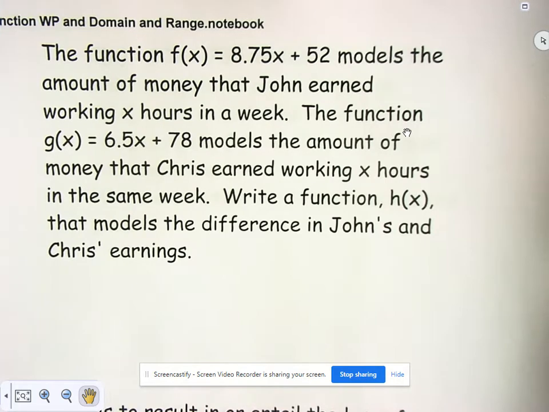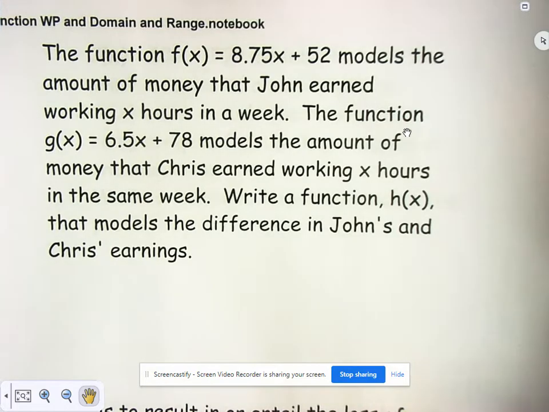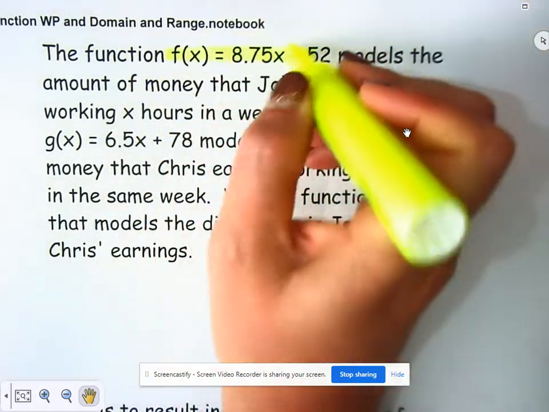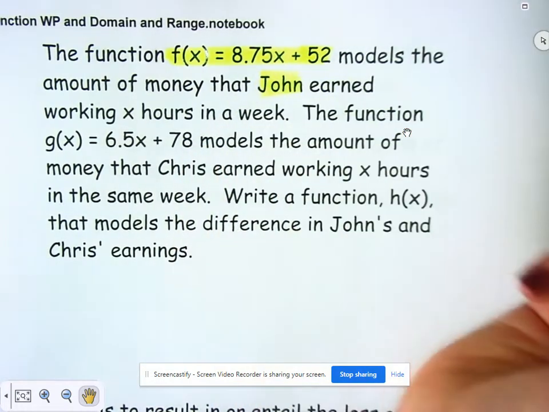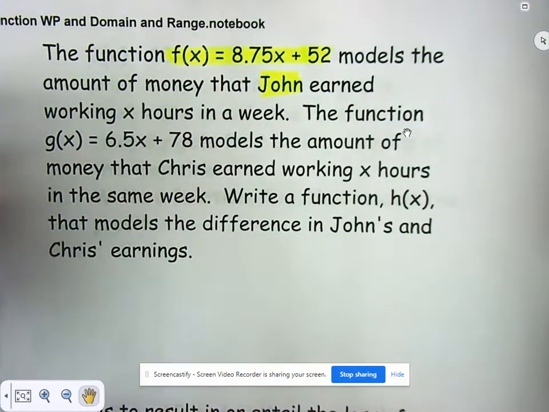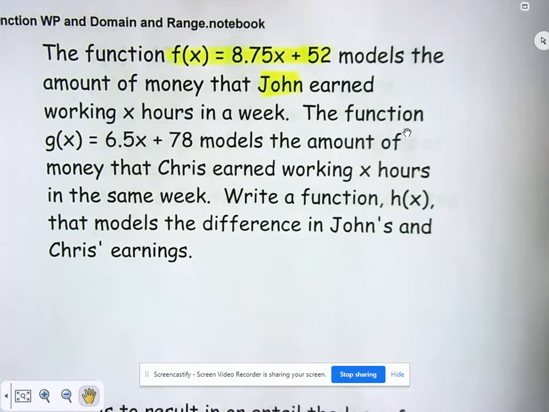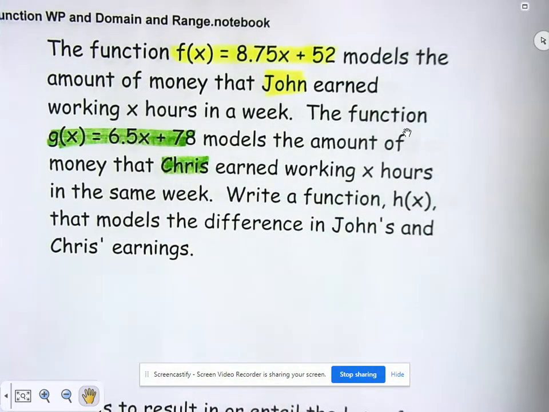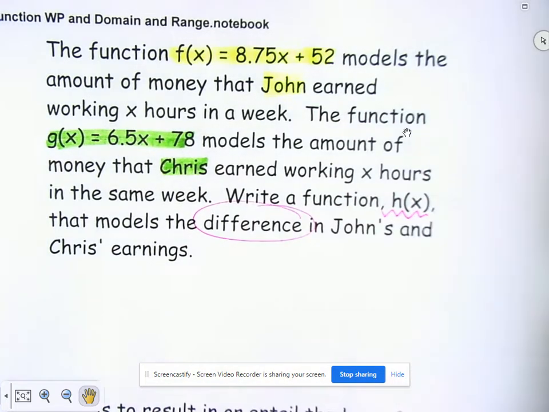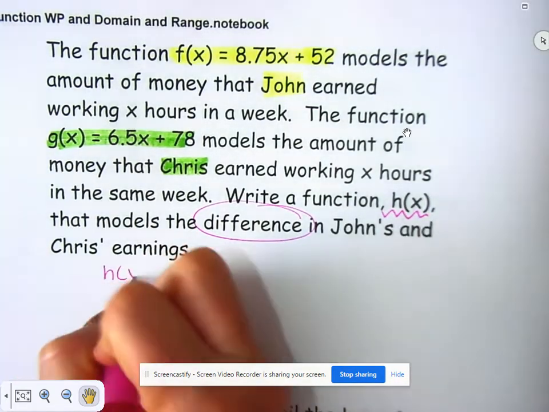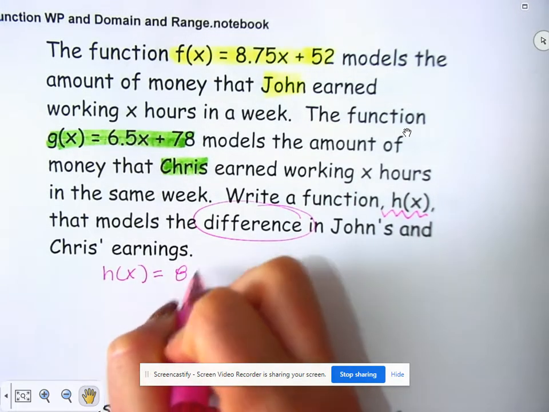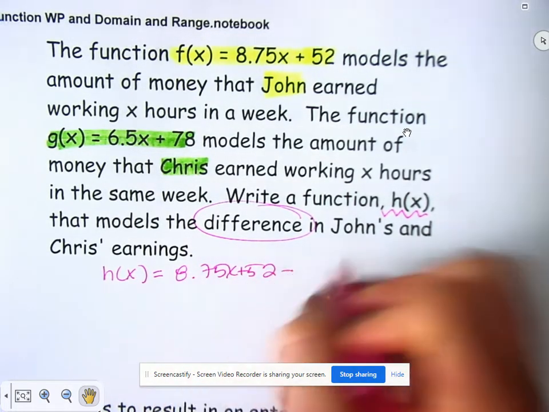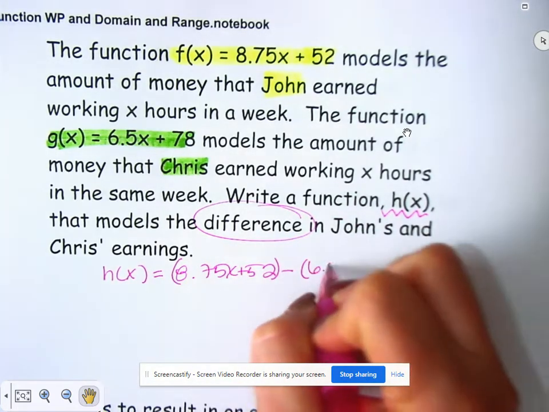We're going to start first with these function word problems, and I talked about not looking at the word problem as a whole, but picking out the things that we need. So obviously we need our equation, and this first equation is John's earnings. And then the next equation is Chris's earnings. And then down here at the bottom, they want us to write a function h of x using the difference in John and Chris. So h of x is going to be the difference in John and Chris.